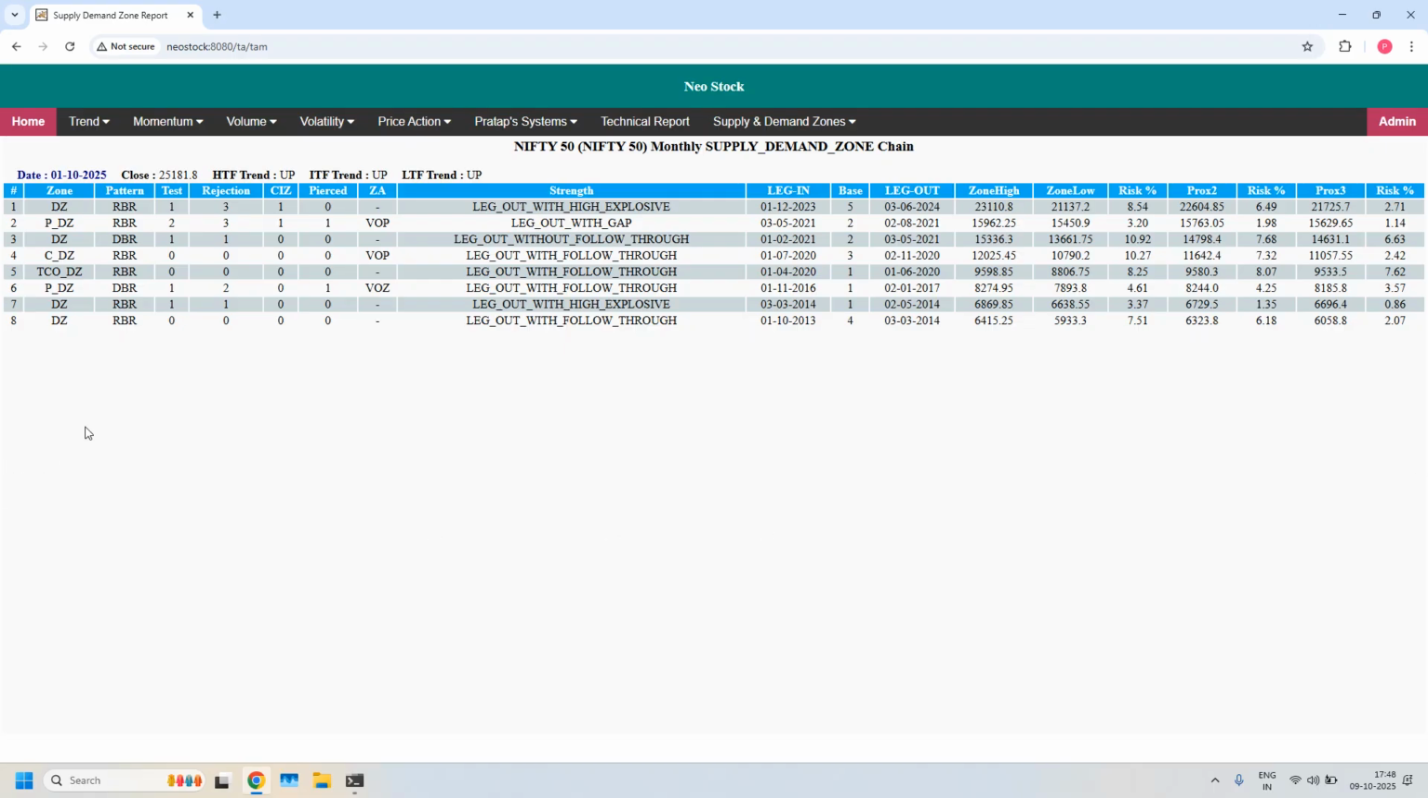In any supply demand zone chain report, always look into the zone column for identifying high liquidity zones. Look into the pierced column for identifying the pierced zones. Always look into the LTF trend to find the trend of the current time frame you have selected. You already learned one time frame higher is ITF, one more time frame higher is HTF. And apply the same points for all the supply demand zone chain reports.